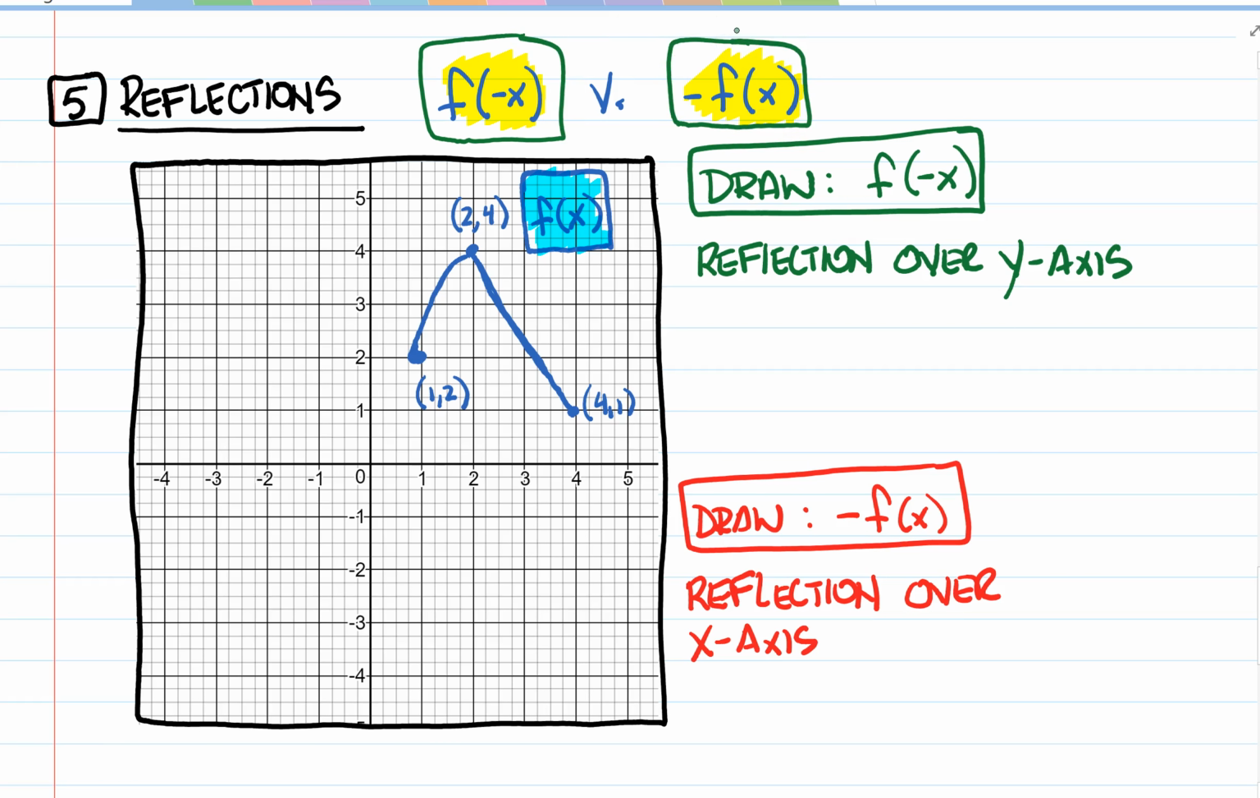So again, same setup. I have a graph for you in blue, which I'm calling f of x, which has these 3 points for you right here on the graph. And what we're going to do is draw f of negative x and the opposite of f of x, or negative f of x.